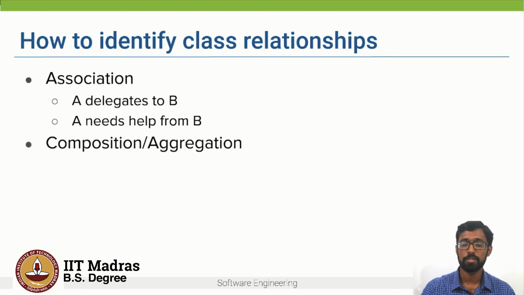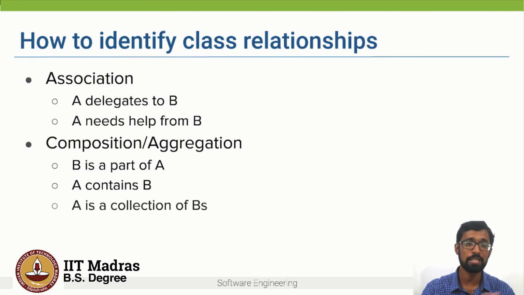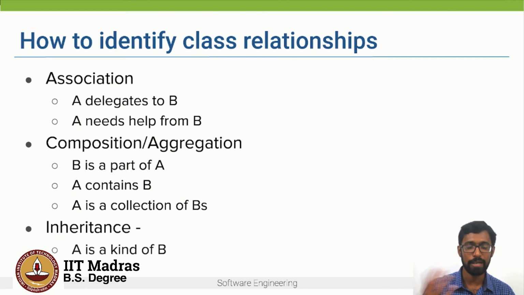For composition or aggregation, if B is a part of A, or if A contains B, then we know that A and B have a composition or aggregation relationship. Or even if A is a collection of B's. And third, for inheritance, if A is a kind of B, or A is a specialization of B, then A and B are related via inheritance.